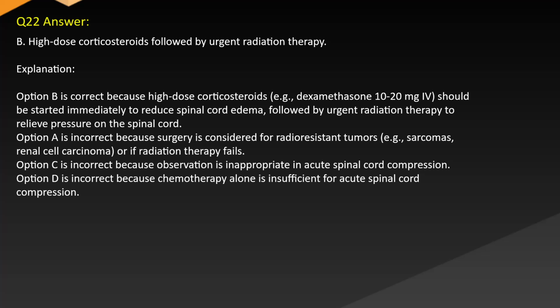Answer: B. High-dose corticosteroids followed by urgent radiation therapy. Explanation: Option B is correct because high-dose corticosteroids, e.g., dexamethasone 10 to 20 mg, would be started immediately to reduce spinal cord edema, followed by urgent radiation therapy to relieve pressure on the spinal cord. Option A is incorrect because surgery is considered for radio-resistant tumors, e.g., sarcomas, renal cell carcinoma, or if radiation therapy fails. Option C is incorrect because observation is inappropriate in acute spinal cord compression. Option D is incorrect because chemotherapy alone is insufficient for acute spinal cord compression.